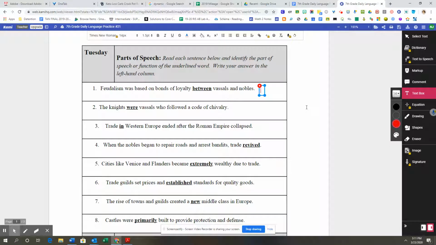Okay, feudalism was based on bonds of loyalty between vassals and nobles. What is between? Between is a preposition. Do you remember prepositions? Anywhere a mouse can go. So it kind of shows location. Between loyalty, where the loyalty lied, and it's showing you where it is.